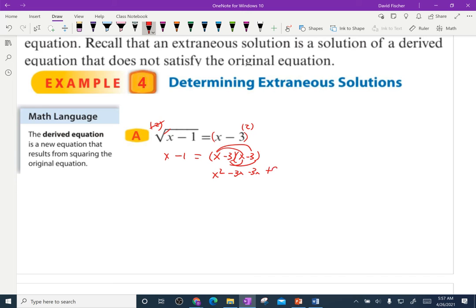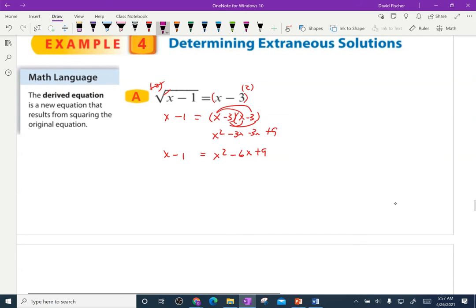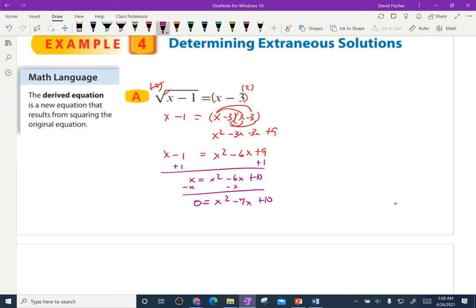Some of us already know, it's going to be x squared minus 6x plus 9. Now on this side I have an x minus 1 still. And if you remember, when we're solving quadratics, we want to get everything to one side. So I'm going to add 1 to this. So then I have x equals x squared minus 6x plus 10. Let's get that x to the other side. So now I've got x squared minus 7x plus 10 equals 0.